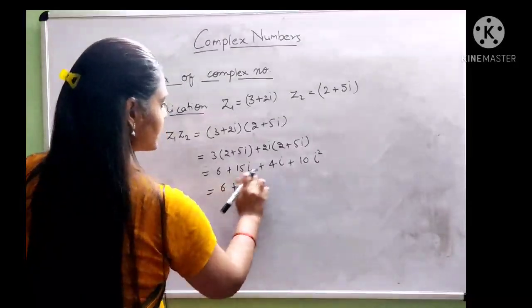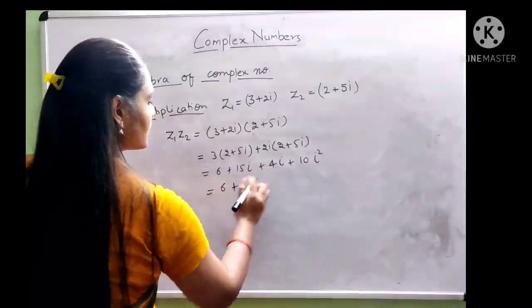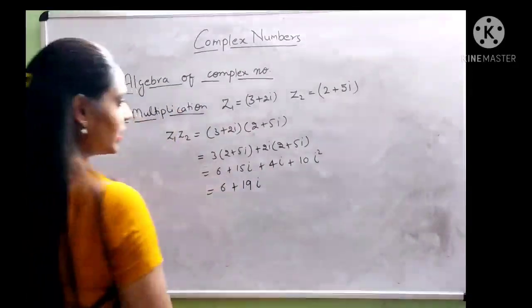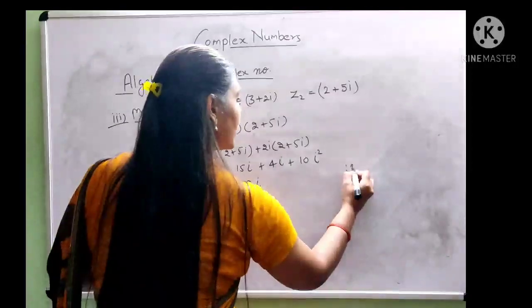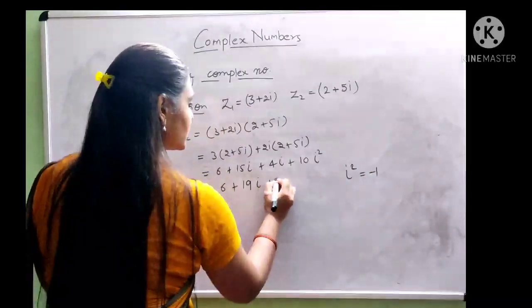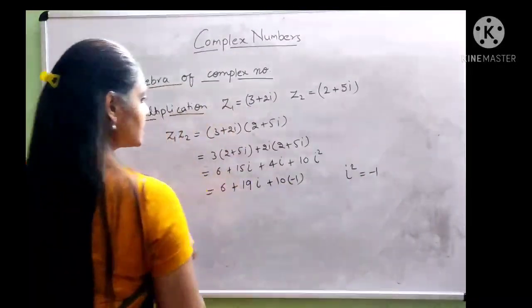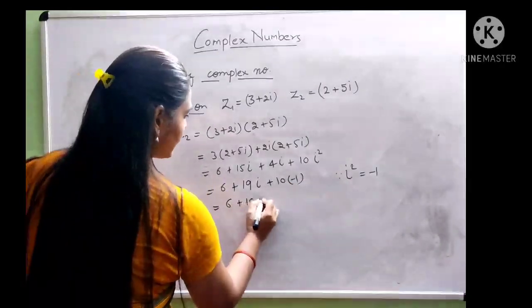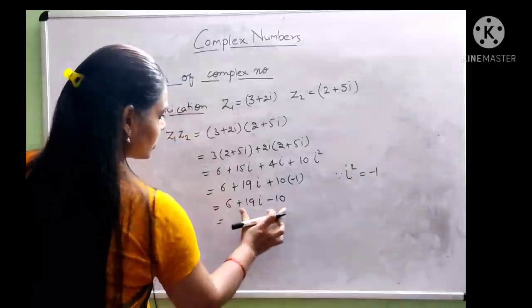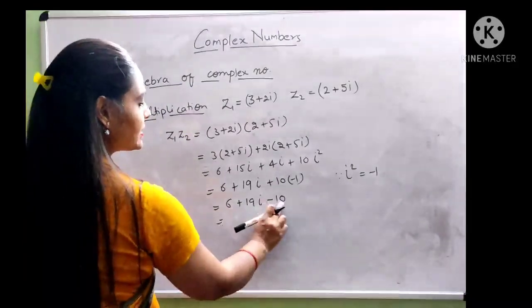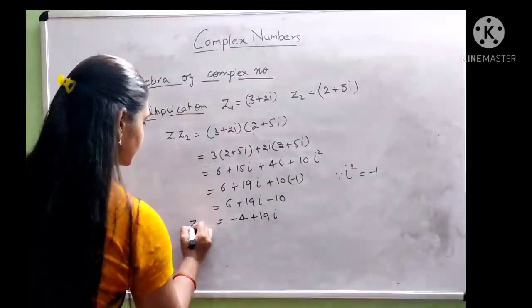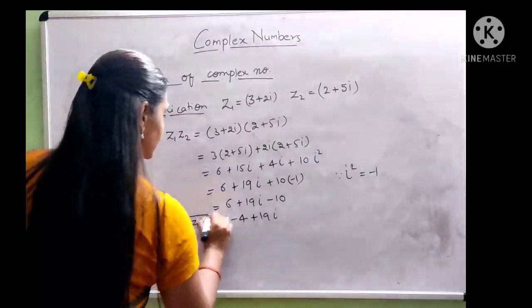So what I'll get over here? 6 plus, these are the same values, so 15 plus 4 is equal to 19i, and we know i square is equal to minus 1. So 10 into minus 1. So 6 plus 19i and minus 10, these are the real part. 6 minus 10, we have minus 4 plus 19i. This is the value of z1 and z2.